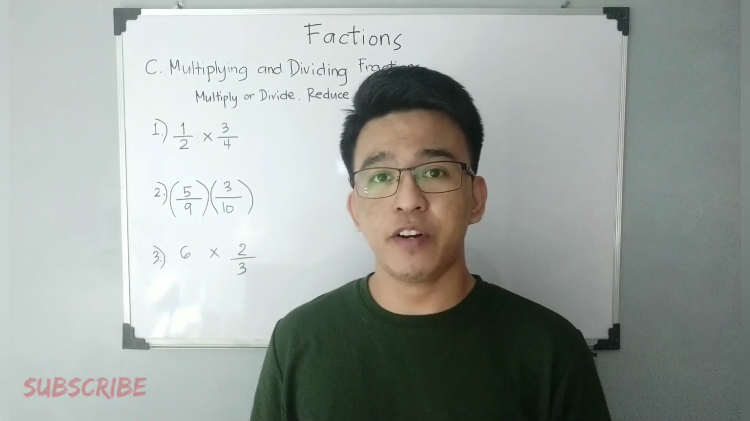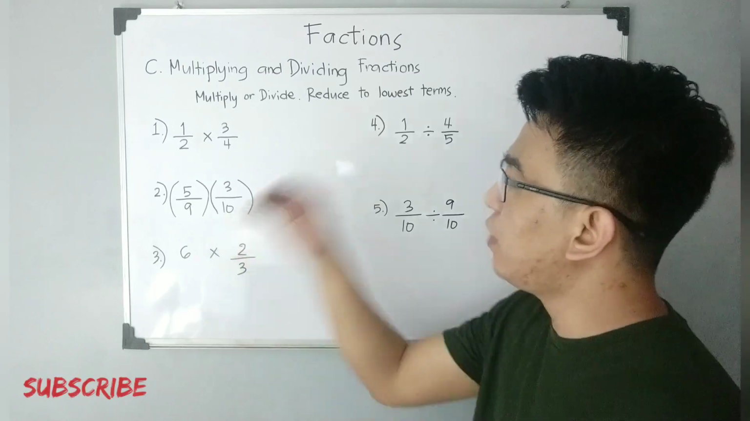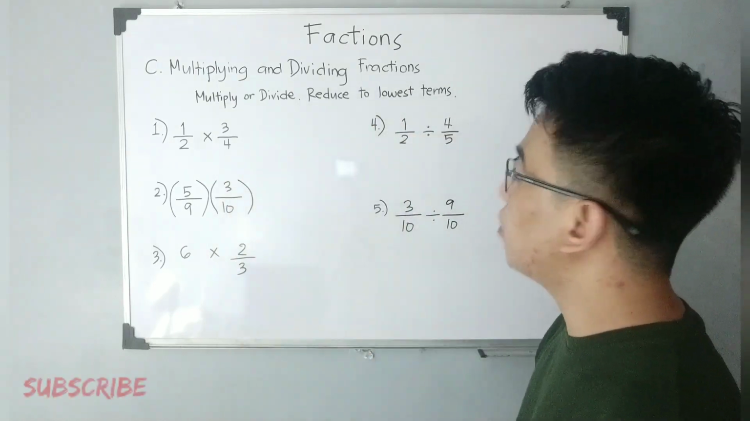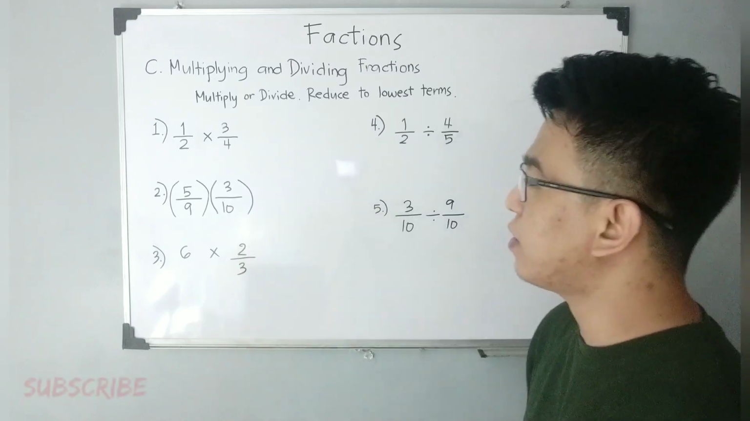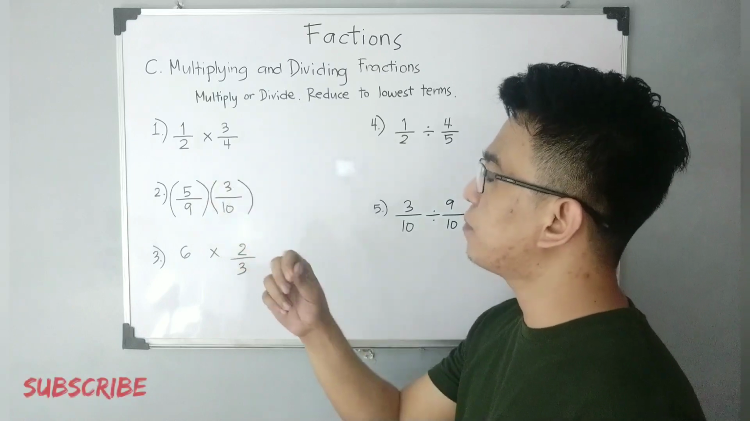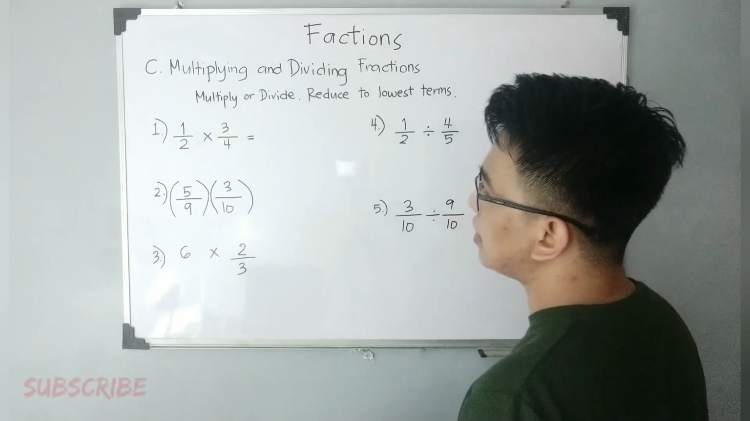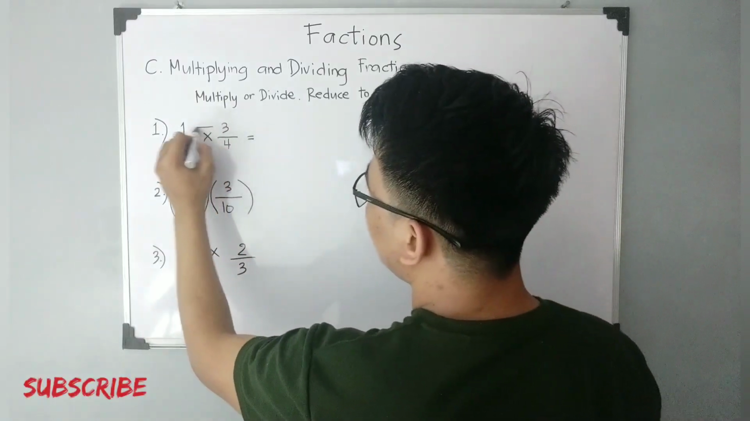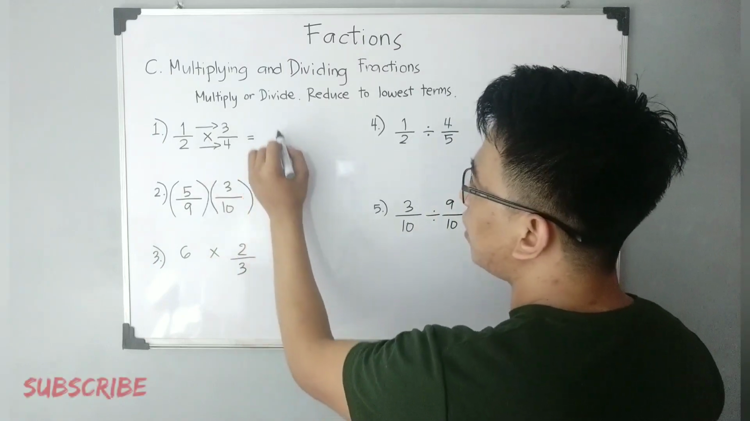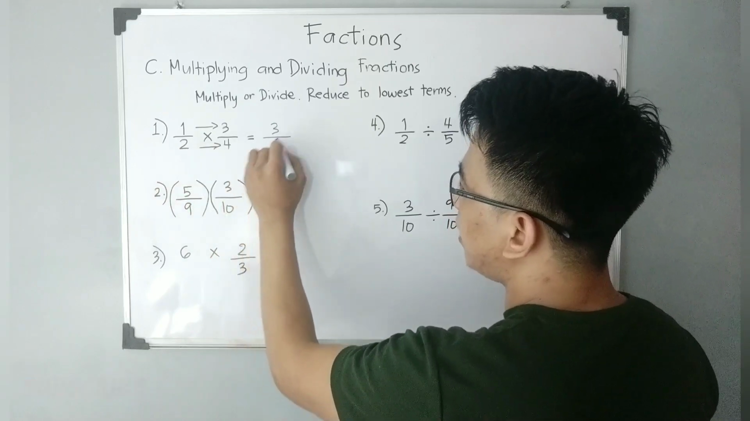Now, for the last part of our video, meron naman tayo ditong multiplying and dividing fractions, wherein we are given the direction, multiply or divide, reduce to lowest terms. So yan naman, we need to reduce to lowest terms. So let's have number 1. 1/2 times 3 over 4. So, ang rule natin in multiplying fraction is that you need to multiply your numerators and your denominators. So, 1 times 3, that will give you 3 over 2 times 4, that is 8.